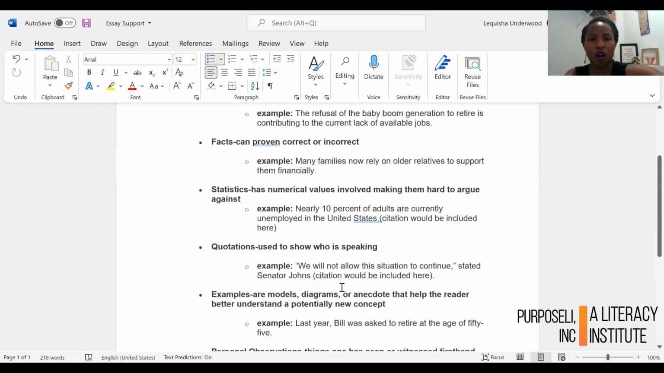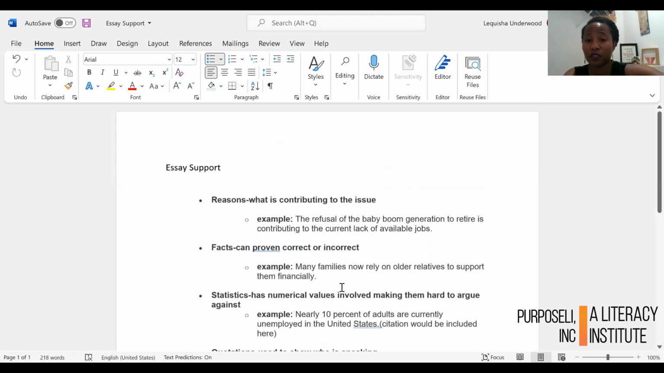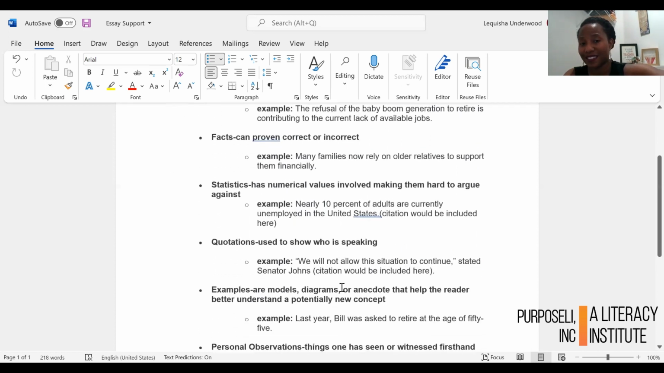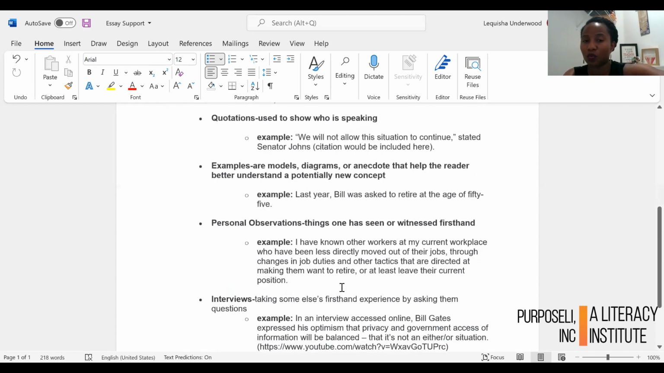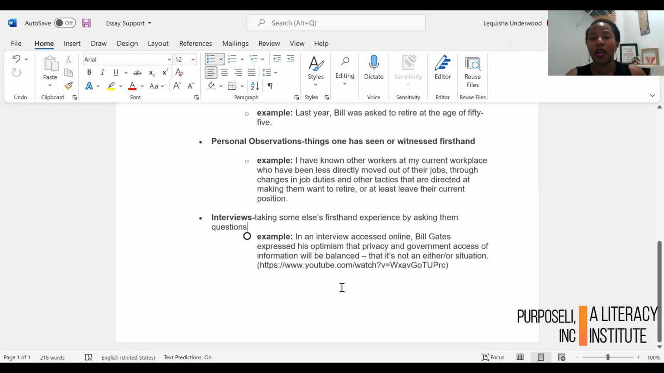So here they are all together. You could do reasons, facts, statistics, quotations, examples, personal observations, and or interviews.